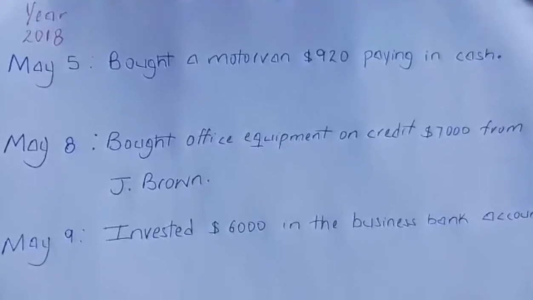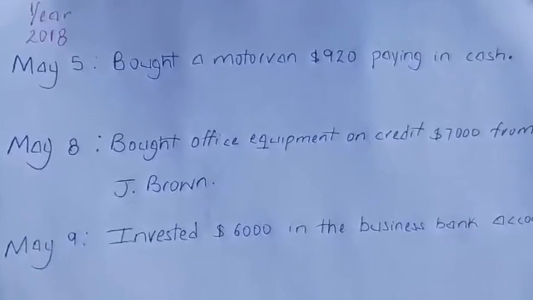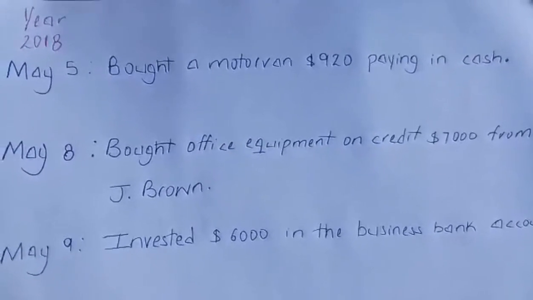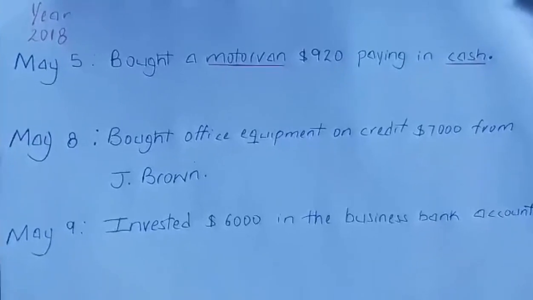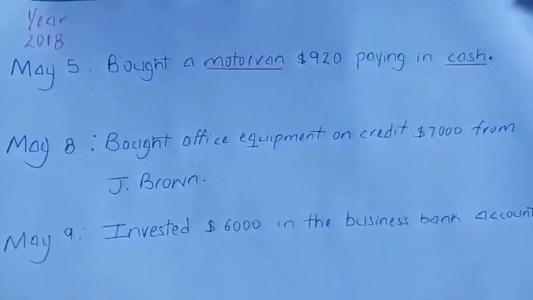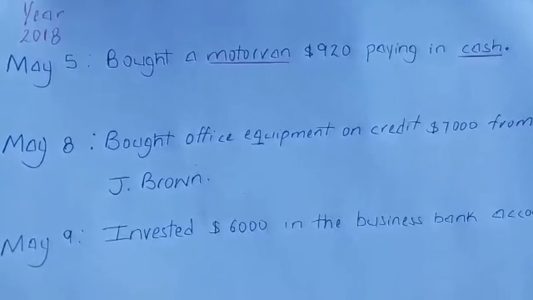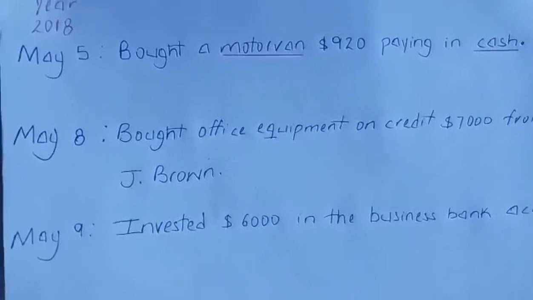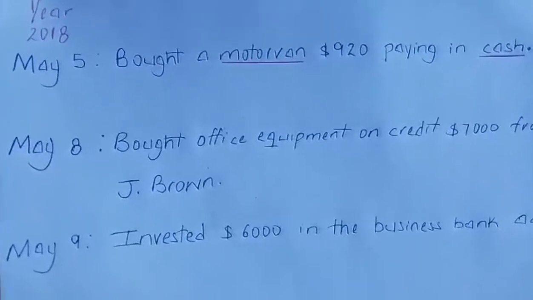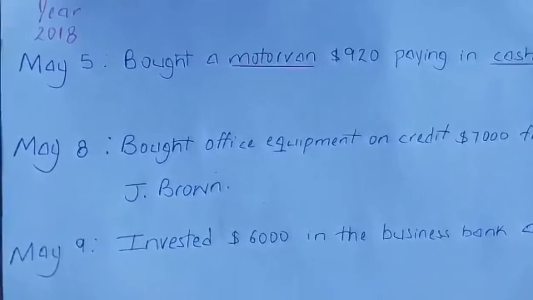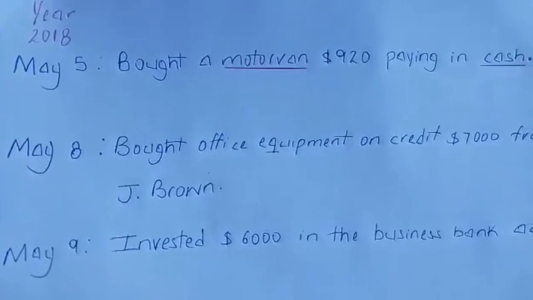Two accounts being affected on May 5 would be motor van and cash. So I'm going to go right ahead and underline motor van and cash. After identifying the two accounts that are affected, I now need to ask myself the question: are these accounts increasing or are they decreasing? After finding out, I am going to put a small plus over the account that is increasing and a small minus over the account that is decreasing.